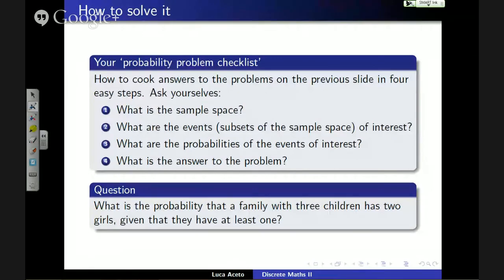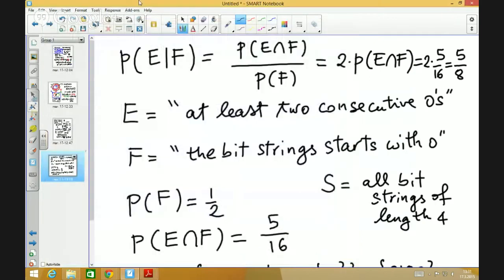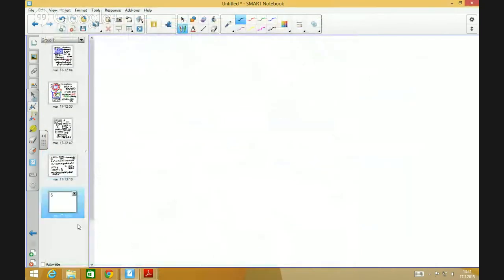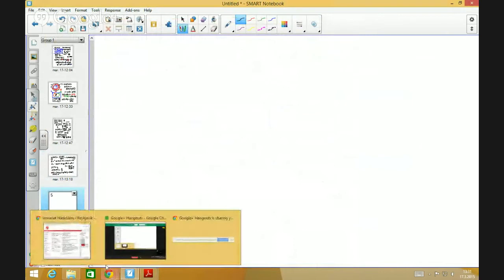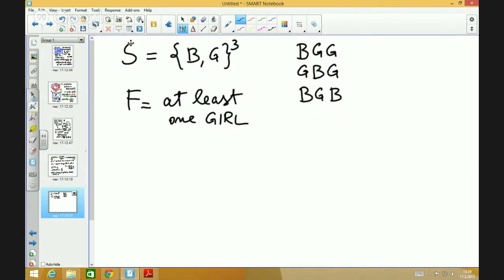Okay, so let's follow the checklist. What is the sample space? What are the events of interest? What are their probabilities? And what is the answer to the problem? So let's see. One easy way of calculating this is to ask which is the only outcome that doesn't have at least 1 girl. That's when you get boys all the time. So boy, boy, boy.